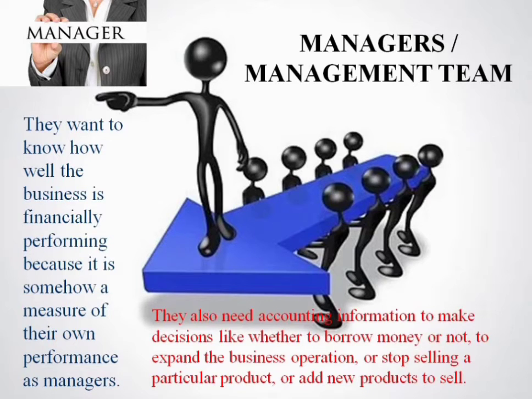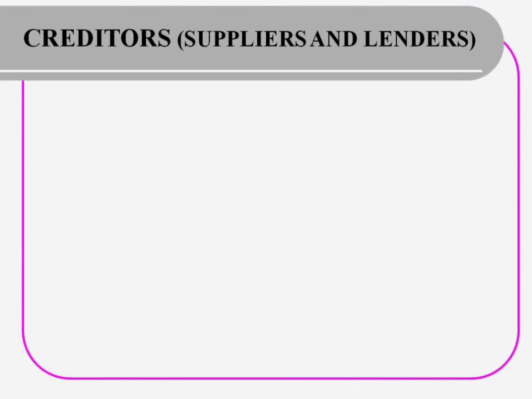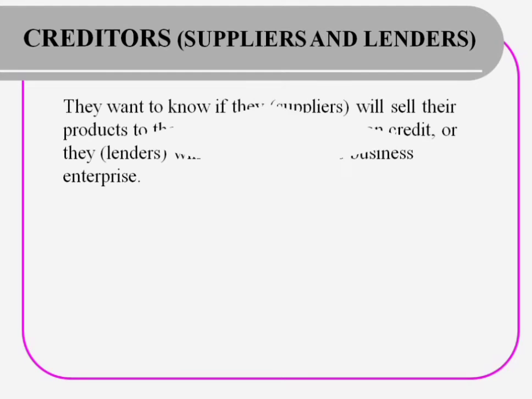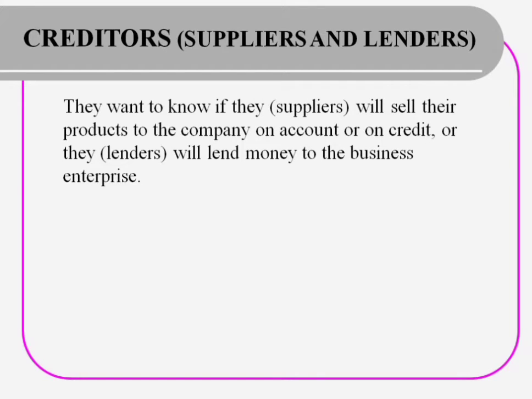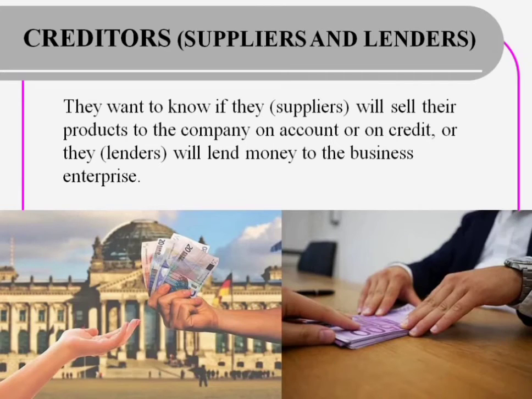Let's proceed now to the external users, or those outside an organization. First, the creditors, who may be classified into two. The suppliers, who need accounting information to determine whether or not to sell goods on account or on credit to the business enterprise. And the lenders, who must decide whether to lend their money or not.